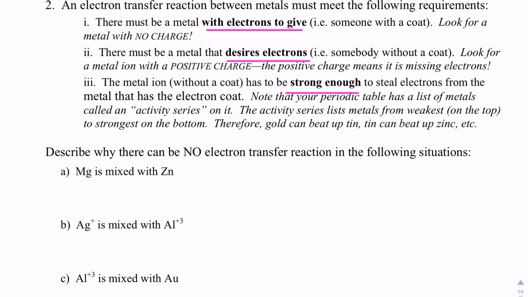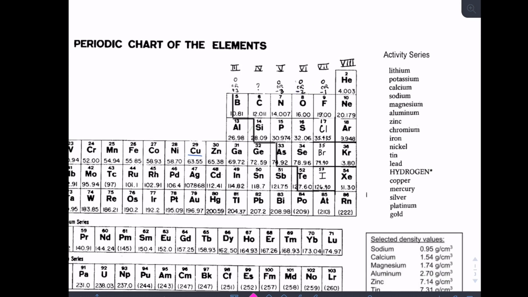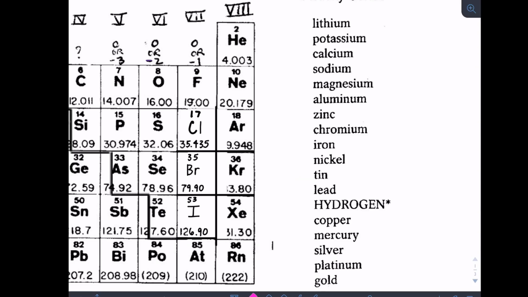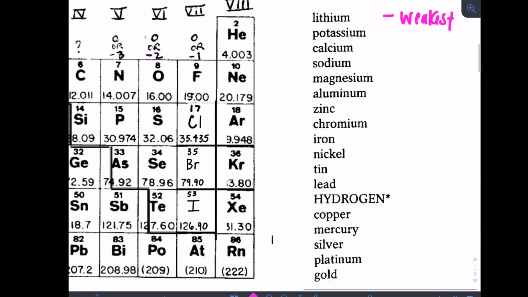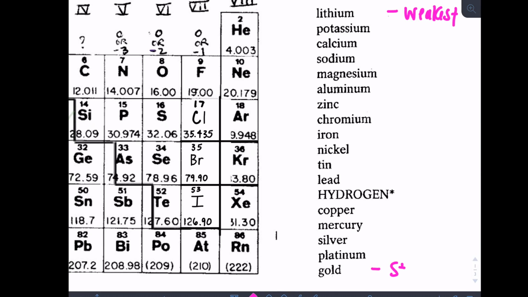When determining the strength of an ion, you can look at the activity series. So here's our periodic table. On the side is our activity series. At the top, we have the weakest. And at the bottom, we have our strongest. An element that desires a coat must steal from an element that is weaker than it, meaning you can only steal up. So gold's the strongest. It can steal from anything on the list. Whereas lithium is the weakest, it cannot steal from anybody.